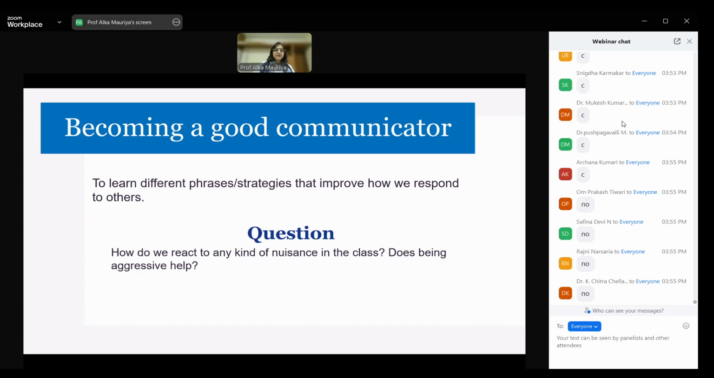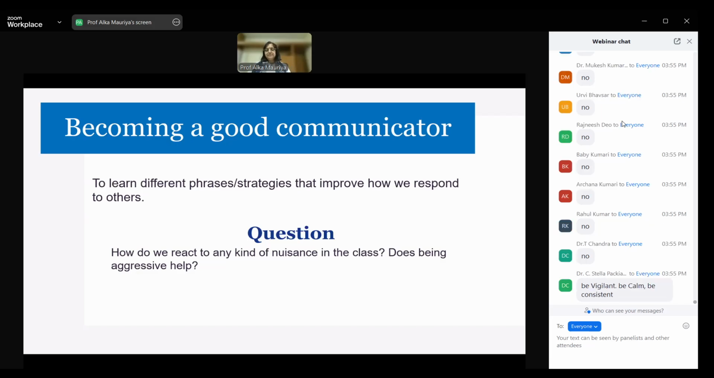The second option is, you can adopt a different strategy. Good that all of you agree with me that aggression does not help in such a scenario. What strategies do you normally use in such a case? If any one of you would like to share: when there is indiscipline, there is nuisance in the class, what kind of strategies do you use to put the class back in order?